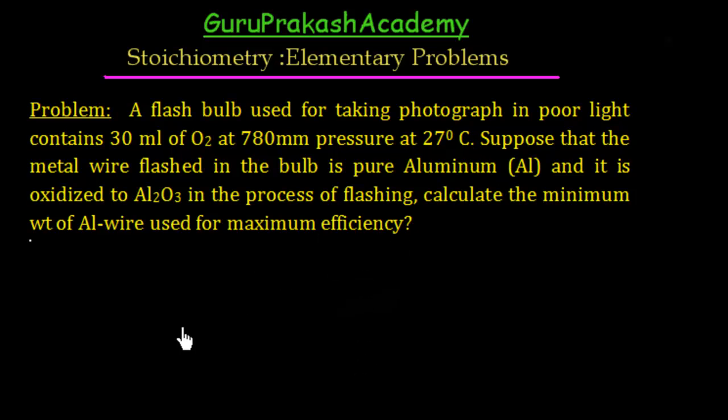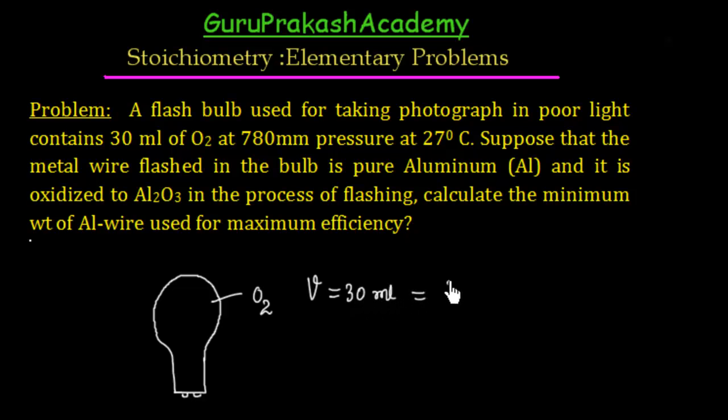So let us say this is my flash bulb, and this flash bulb is basically closed here. It contains oxygen, and the volume of oxygen is 30 ml. If I convert into liter, this is 30 by 1000, or 30 into 10 to the power minus 3 liter.